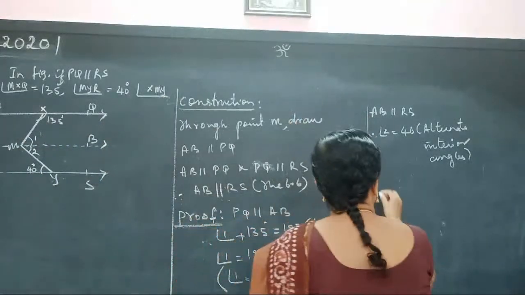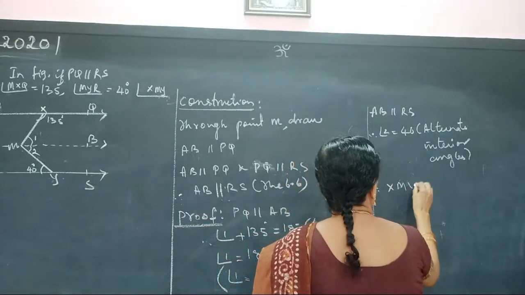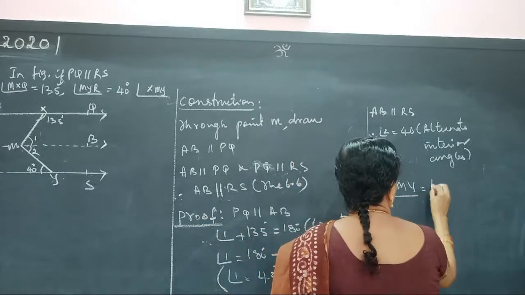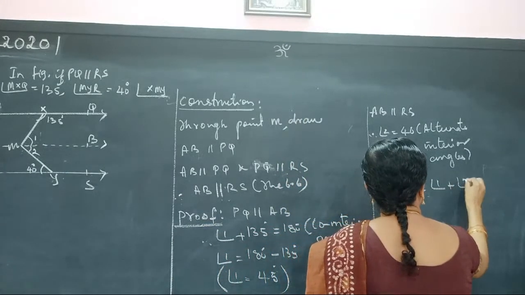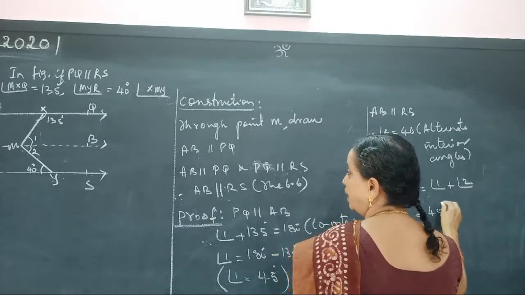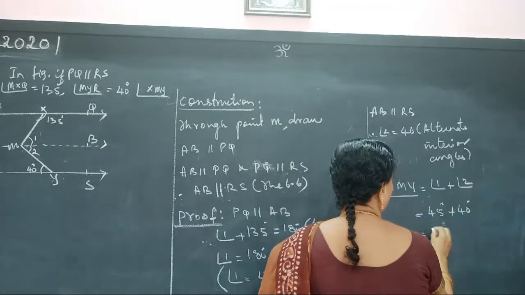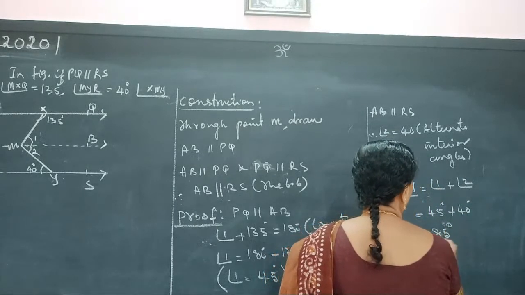Okay. Now angle XMY. We require this angle. This is the sum of angle 1 and angle 2. It is 45 degree plus 40 degree equals 85 degree.